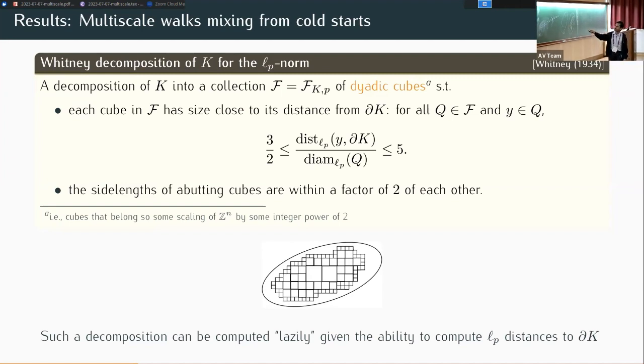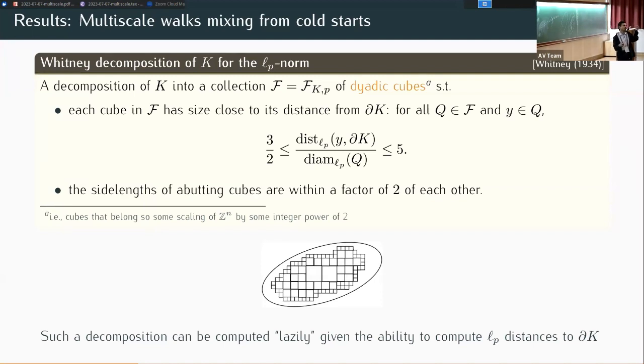As you come closer and closer to the boundary of the body, the cubes become smaller and smaller. And also, the local geometry is not changing very drastically. Any 2 adjacent cubes differ in their side length by a factor of at most 2. So either they have the same size or one of them is half the other in terms of side length. So this kind of a decomposition always exists. And in fact, it can be found algorithmically and lazily. At most points, with probability 1, most points will lie in the interior of one of these cubes.